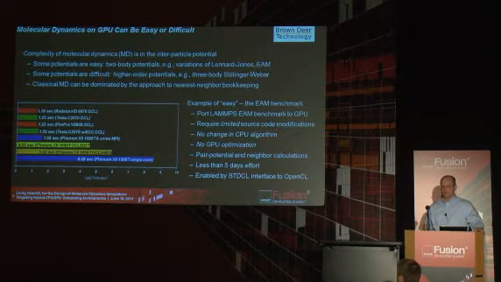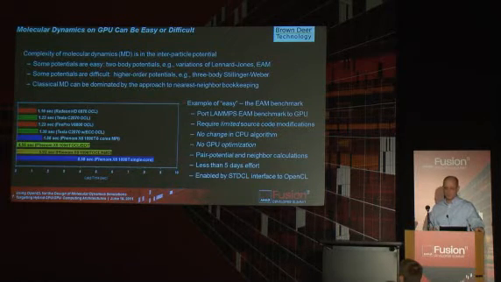Porting molecular dynamics codes to GPUs can be easy and it can be difficult. It largely depends on the choice of potential that you're implementing. For example, some potentials are relatively easy to do: variations of Lennard-Jones potential, embedded atom method potential. These are two-body potentials. A lot of the early GPU work focused on Lennard-Jones potentials. They're very simple to implement.